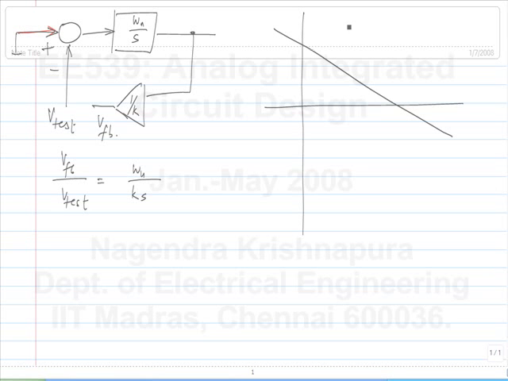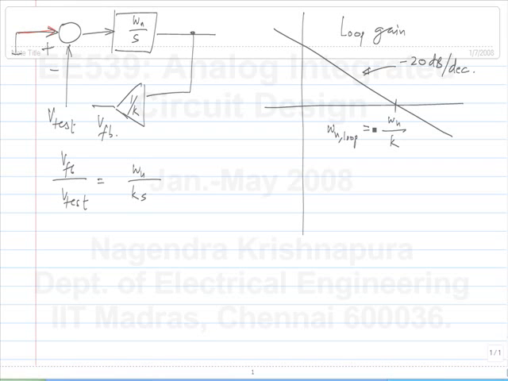So the Bode plot of loop gain, the magnitude plot looks like this, where the slope is minus 20 dB per decade. And it crosses unity at omega u by k. That is, the unity loop gain frequency is the unity gain frequency of the integrator that we have used divided by the feedback factor. Okay.